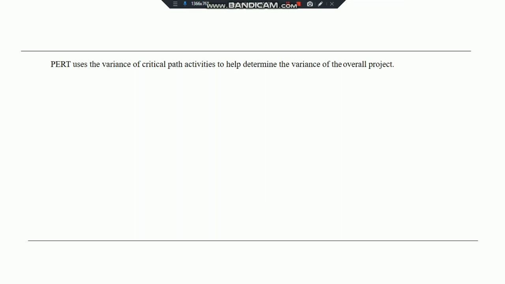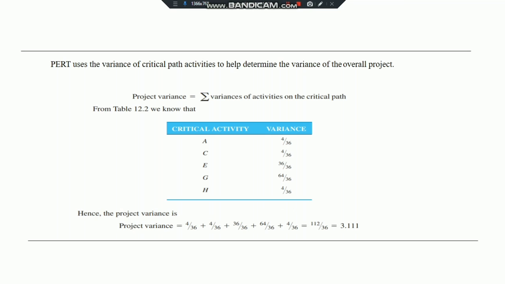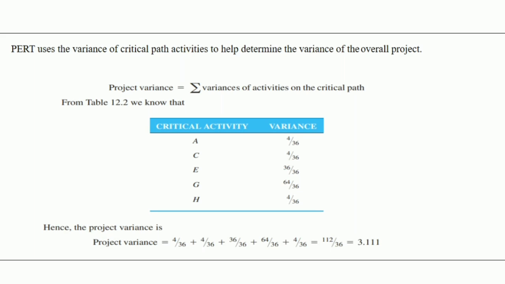PERT uses the variance of critical path activities to help determine the variance of the overall project. If activity times are statistically independent, the project variance is computed by summing the variances of the critical activities. From Table 12.2 we know that the critical path activities are A, C, E, G, and H.